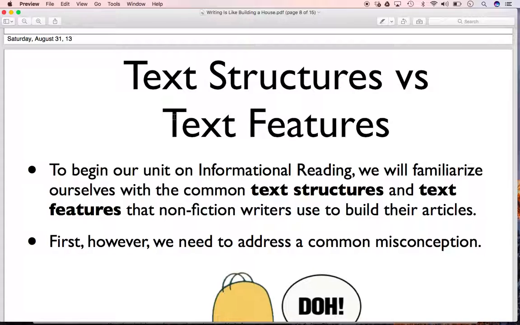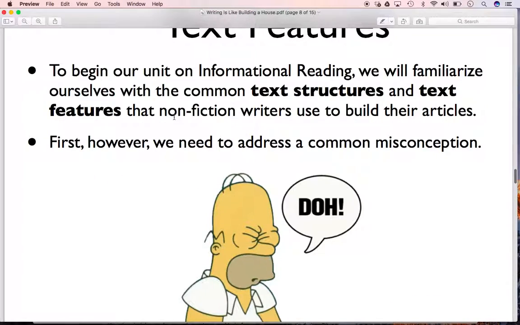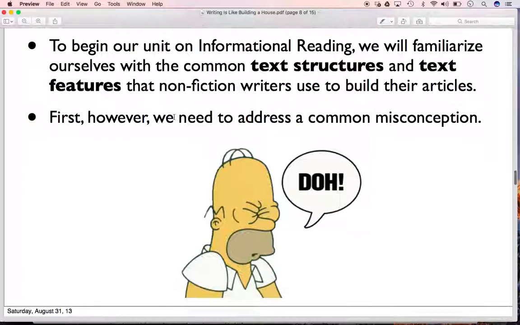By the way, we have already talked about text features. Text structures is really going to be the new lesson here. But it's important to remember text features so that we can contrast them to the structures. It'll help us understand structures, and by contrasting them together, we'll understand the structures and the features better. First, however, we need to address a common misconception.